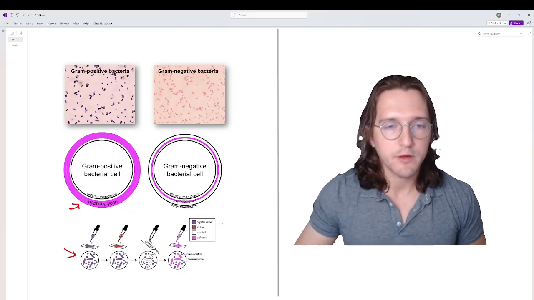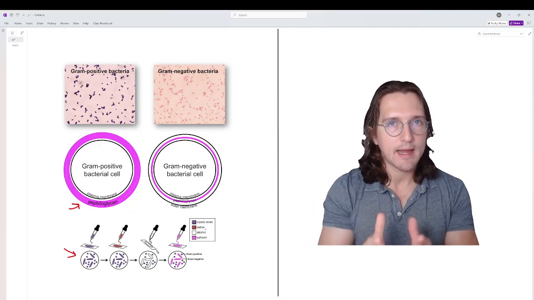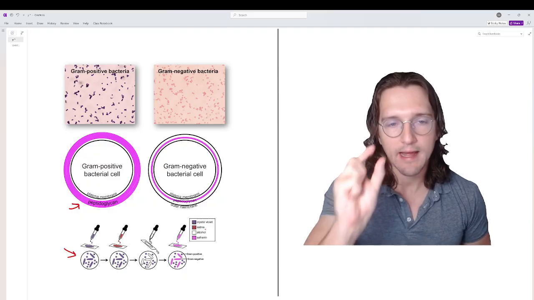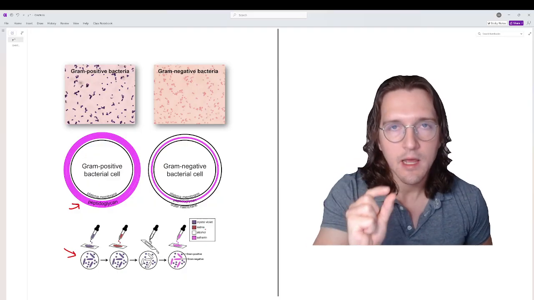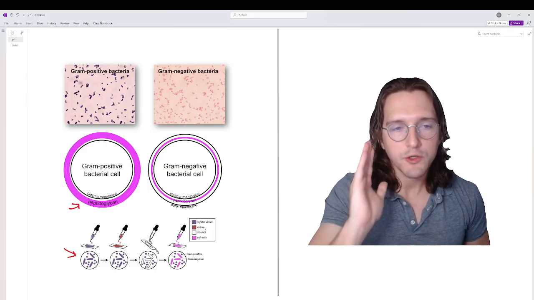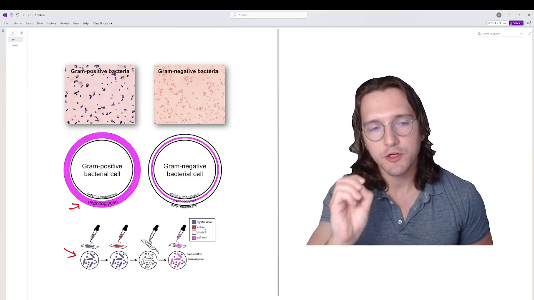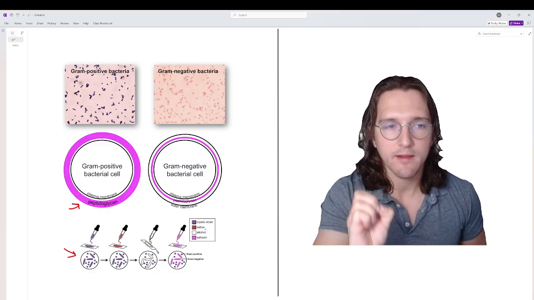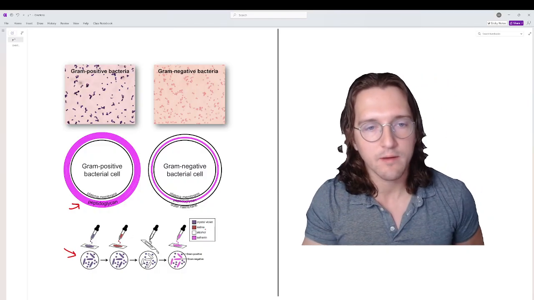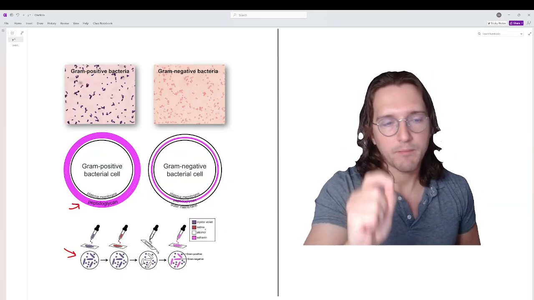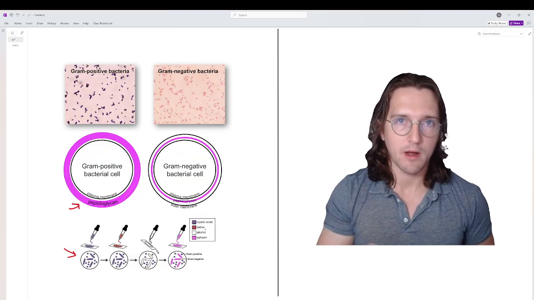The next thing that we're going to do is we're going to add iodine. And the reason we add iodine is actually simply to try to make that crystal violet purple dye stick to the peptidoglycan. And what I want you to remember is that the iodine is going to actually make it so that crystal violet gets stuck in the gram-positive cells, but not the gram-negative cells. And that's mostly because the peptidoglycan is much thicker for the gram-positive cells.